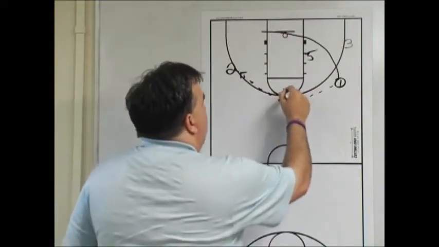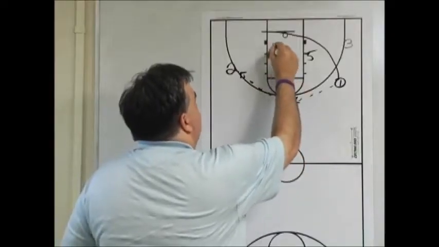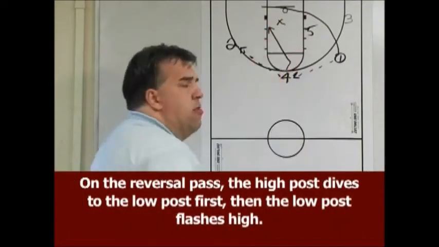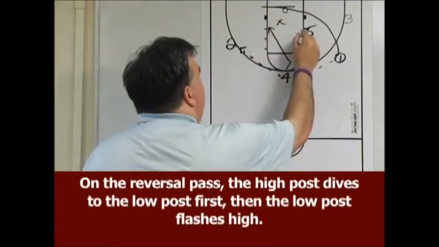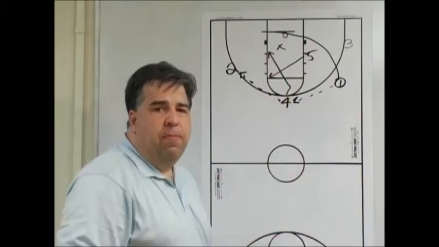Now, the post players here are looking for a gap in the zone, and a gap is the space between two defenders. So 4 is going to kind of look to dive in here and look to post up against the middle defender, and then the 5 here is looking to flash towards this elbow area. Maybe there's a gap between two defenders here.